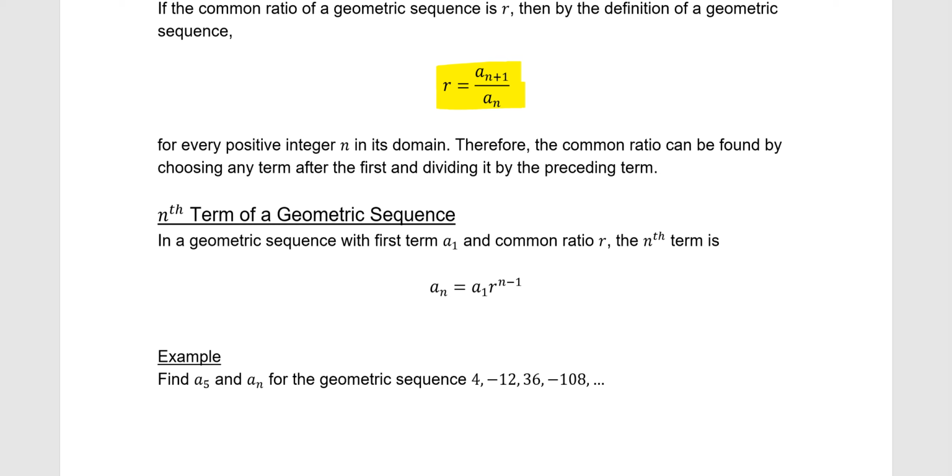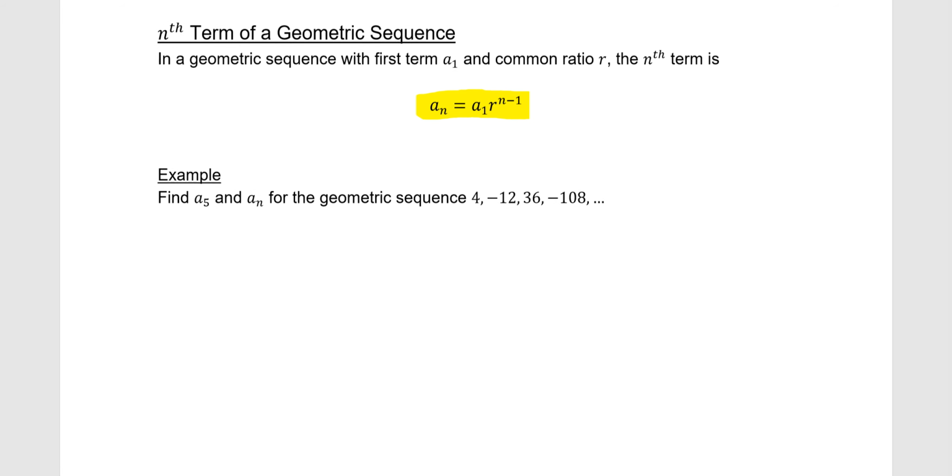And now next we have the nth term of a geometric sequence. The nth term of a geometric sequence is given to us by a sub n equals a sub 1 times r raised to the n minus 1. So we can see that exponential property of it with the exponent of n minus 1. Let's go ahead and do an example here.